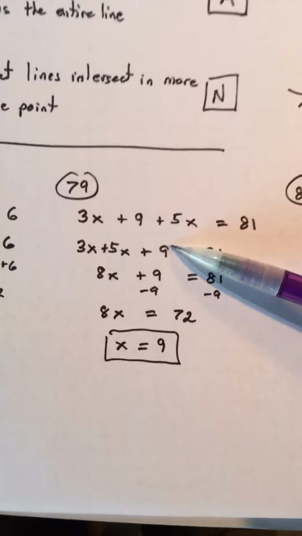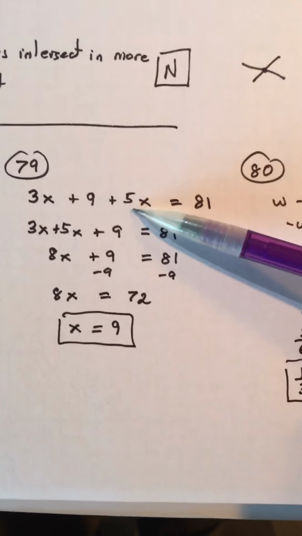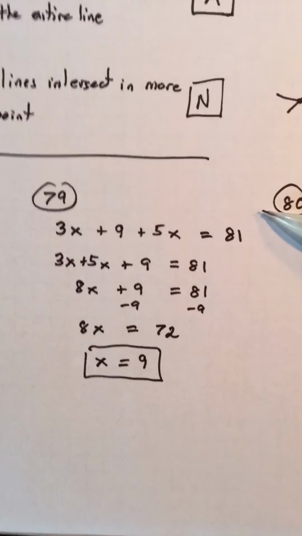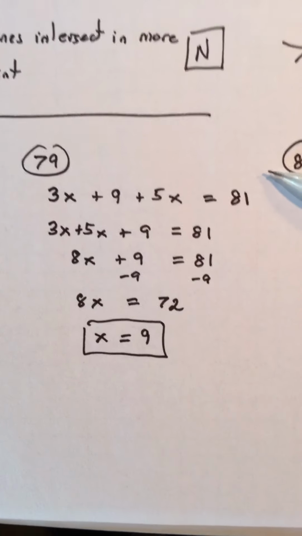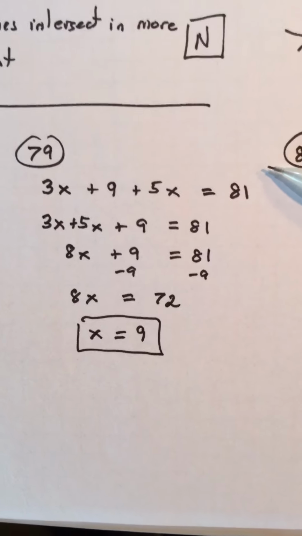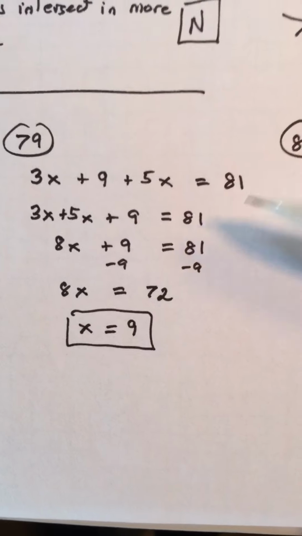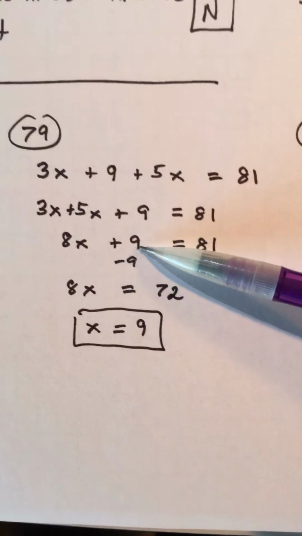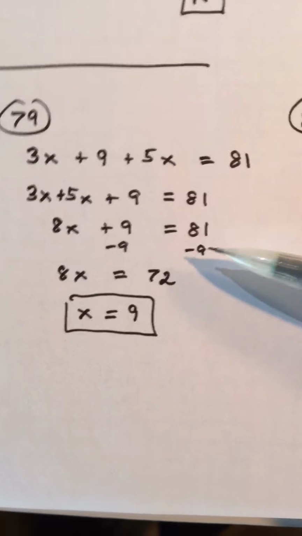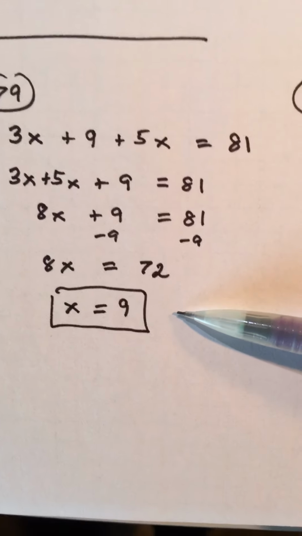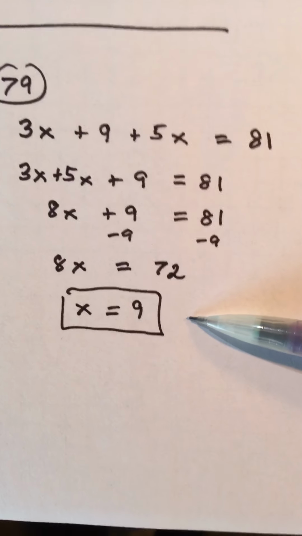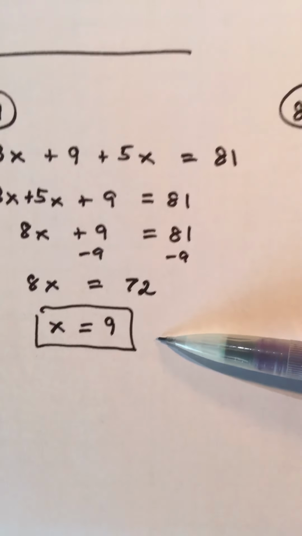For 79, 3x plus 9 plus 5x equals 81. So I can combine my x parts, the 3x and the 5x I put together, so I get 8x plus 9 equals 81. Then subtracting 9 from both sides of the equation, I get 8x equals 72, which means x is equal to 9 when I divide each side by 8.